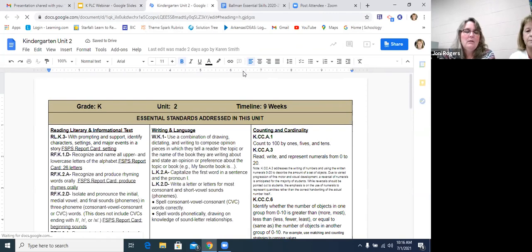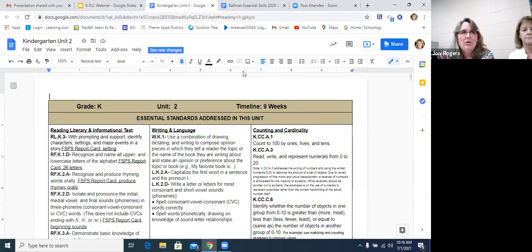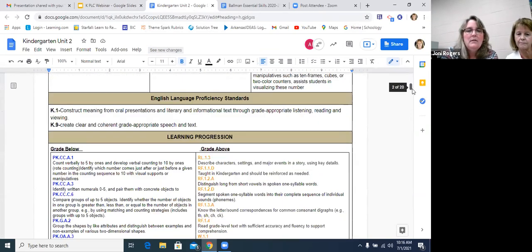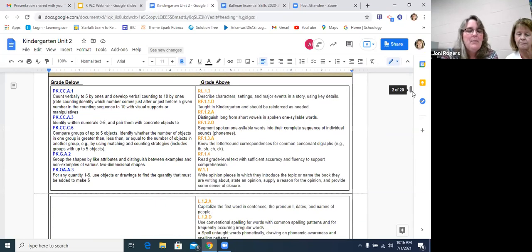In kindergarten, we love fun units. We love to engage our learners. This is how we're going to motivate them. We want them to be excited about learning. And I'm going to scroll down. Now, this is going to be about October. You can see our standards again, things that they need to know below grade level. Here are our preschool standards that they need. Here are our first grade standards that we're really focusing on.